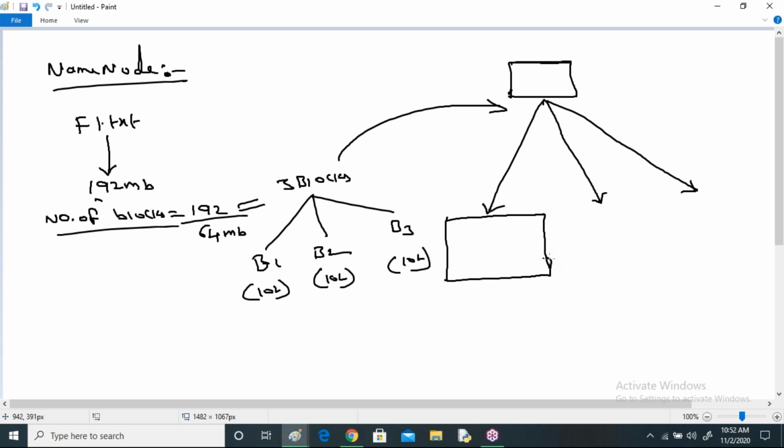To understand the secondary name node, you need to know what is happening internally within this name node.